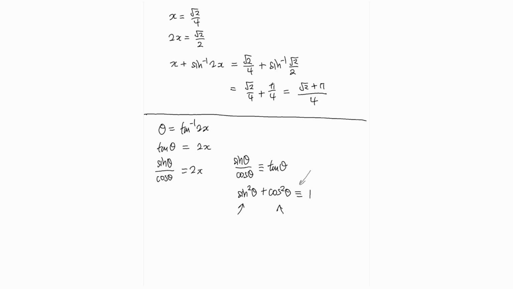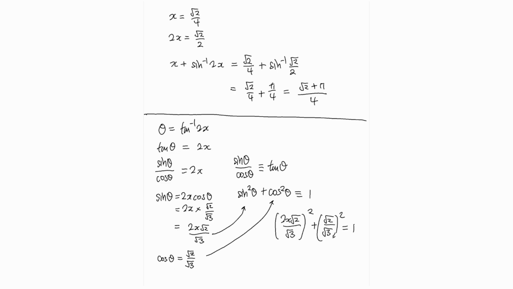So now that we know this, sine theta is equal to 2x cos theta, which is the same as 2x times root 2 over root 3. We already know cos theta, so let's write that down anyways. Then we can plug these into this formula. As we can see, root 2 over root 3 squared is a common factor of both of these terms. So we can take it out just to make things simpler, because we know root 2 over root 3 squared is the same as 2 over 3.